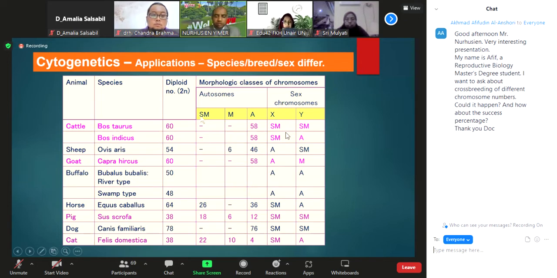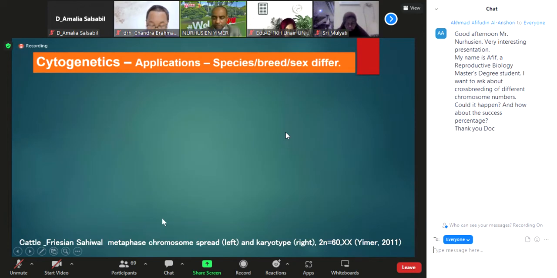So this is the normal chromosomal nomenclature for the various species of animals that we have. For example, in cattle, Bos taurus and indicus, we have got a diploid number of 60 chromosomes. Metacentrics we don't have. We have only acrocentric autosomal chromosomes, but the sex chromosomes are submetacentric for both in Taurus. And you differentiate the sex chromosome from indicus by looking at the Y, which is acrocentric in morphology. Same thing like sheep, goats, buffalo, horse, pig, dogs, and cats, having different morphological characteristics.